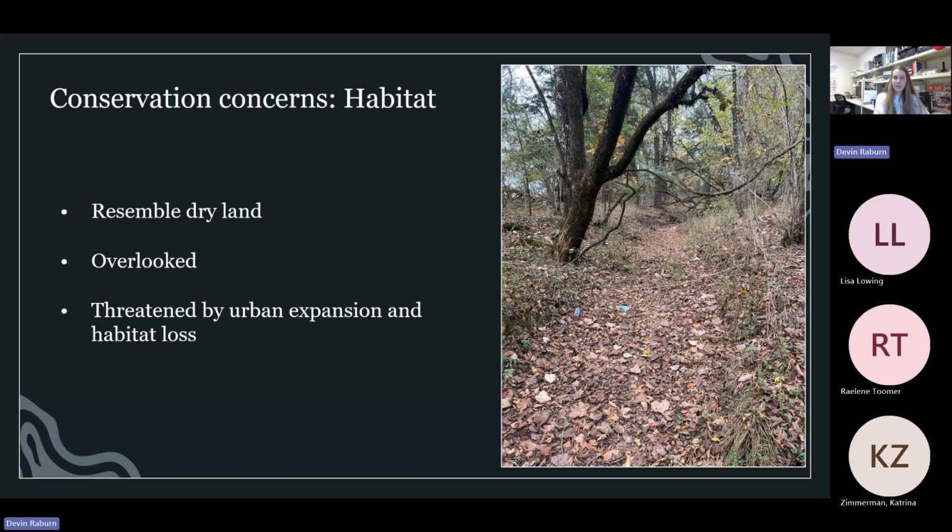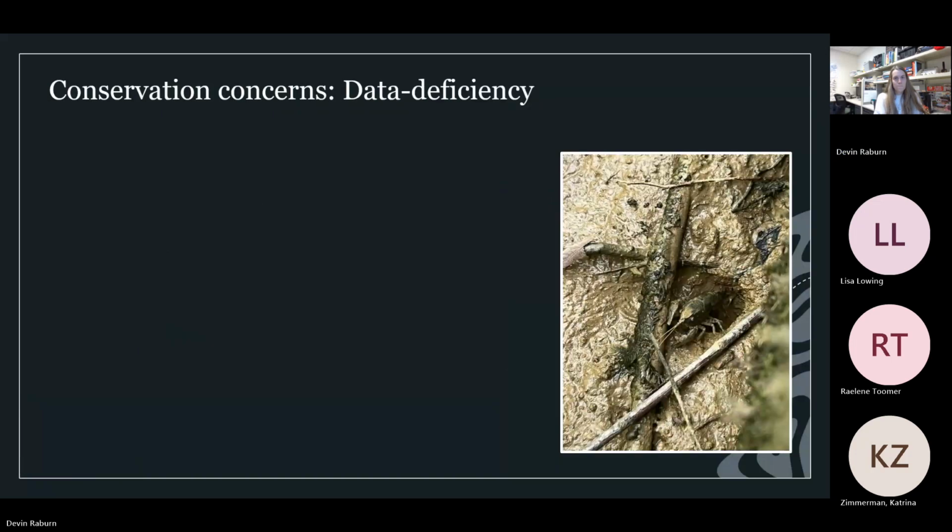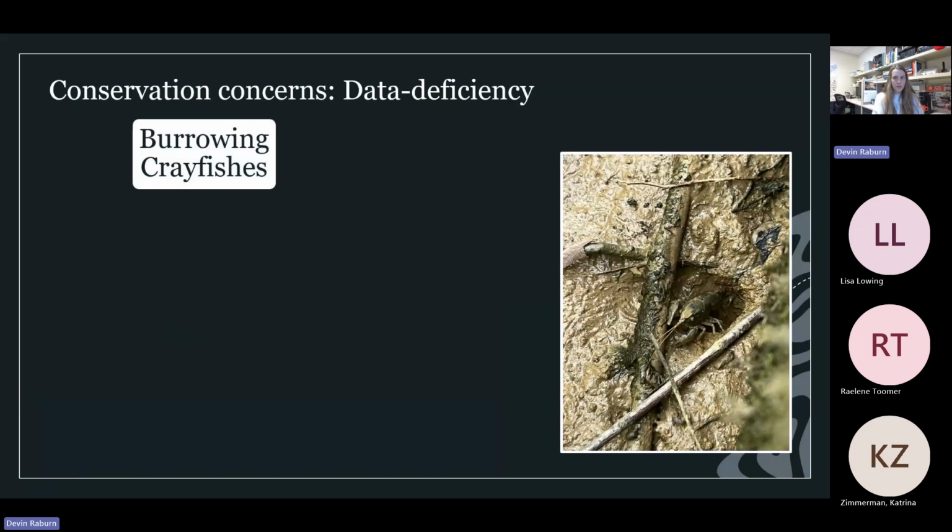And so, as a result of this changing appearance, these streams are often excluded from maps and conservation assessments, they're undersampled, and they lack legal protection, thus leaving these really small but dynamic streams that hold a lot of diversity threatened by urban expansion and habitat loss. And because of the subterranean lifestyle of these rivulet crayfishes, they're hard to study when they aren't in the open water, right? And if they never emerge from their burrows, we're really worried about the data that we have on these crayfishes.